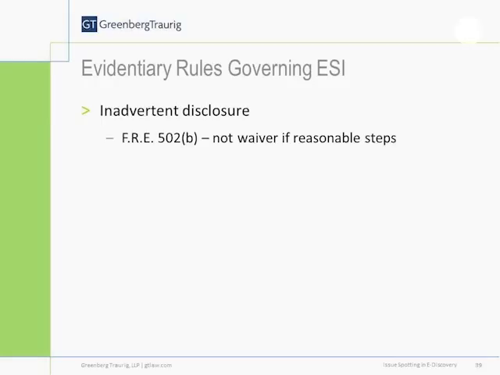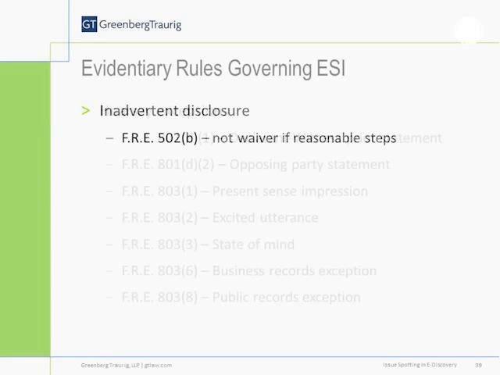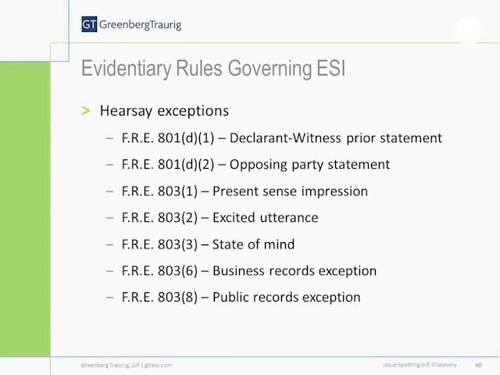Inadvertent disclosure: we all know that 502(b) now allows us to take a quicker look through our documents and maybe not have to catch everything that's privileged along the way. But when does that disclosure become inadvertent? So again, as you're getting organized, how am I going to screen for privilege? What about hearsay exceptions, all applying to ESI? Can an email be an excited utterance or come in under a state of mind exception? All things you have to think about as you're getting organized.